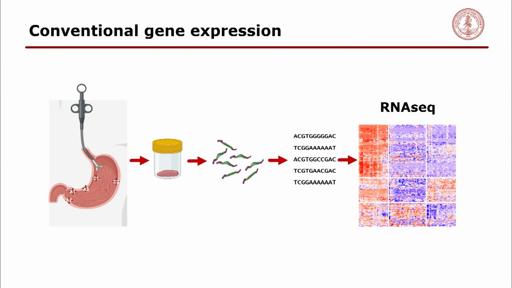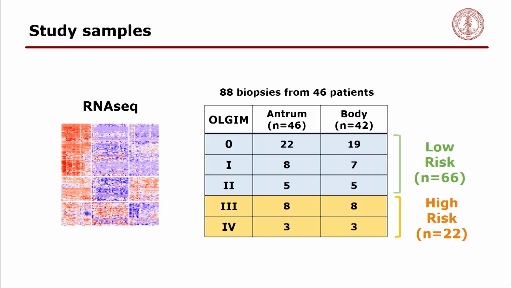So the first component of this study was looking at general conventional RNA-seq analysis across gastric intestinal metaplasia. Through the gastric precursor cohort study, which was established by Juha and Robert, we had the advantage of getting a series of samples which were of high quality, and we could do conventional RNA-seq on these biopsies. Notably, these had been done along the Sydney protocol, and thus we had OLGIM staging information available. So from our first preliminary study, we had 88 biopsies from 46 patients.